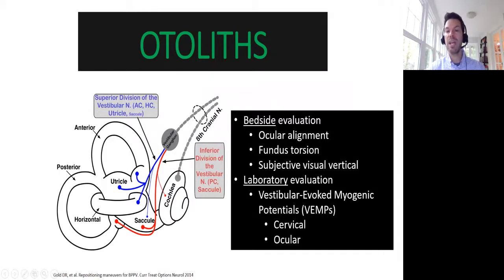The bedside evaluation, the way that we evaluate the utricle function, is through the ocular alignment. We can look at fundus torsion. We can evaluate subjective visual vertical. We are not going to talk about the laboratory evaluation, which mainly consists of vestibular evoked myogenic potentials, which are particularly helpful in superior canal dehiscence syndrome, but not that helpful for most other conditions, with some exceptions.